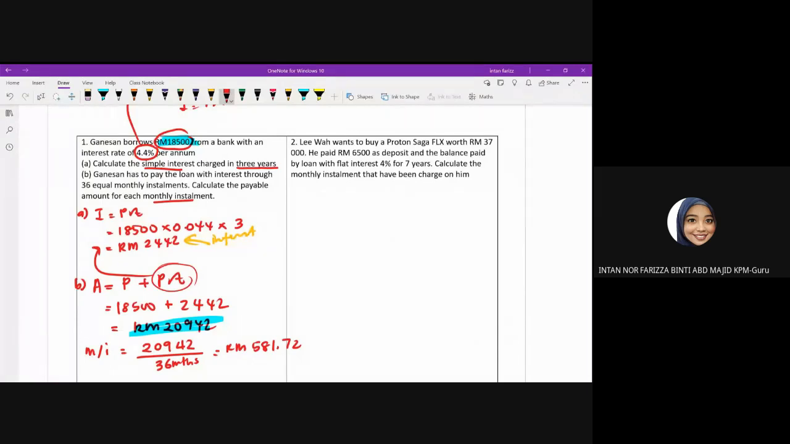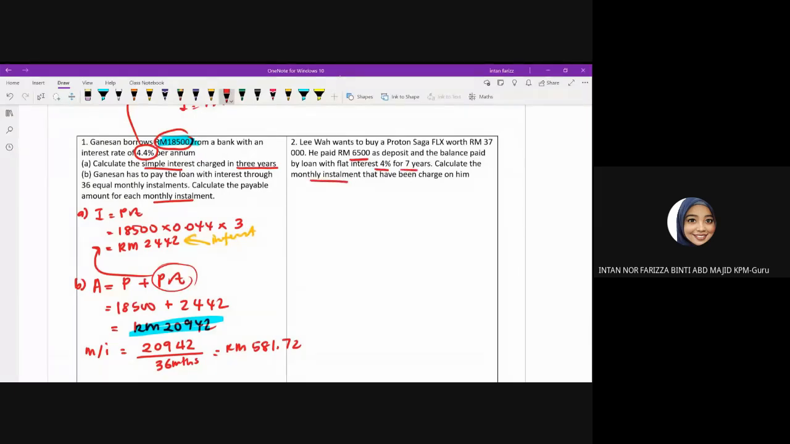Next, let's look at question number 2. Liwa wants to buy a Proton Saga. The price of the Proton Saga is 37,000. He paid 6,500 as a deposit. It's the same case when you want to buy a house or property that requires a lot of money. Normally you have to pay the down payment or deposit first. The balance is paid through a loan with a flat interest of 4% for 7 years. Calculate the monthly installment.